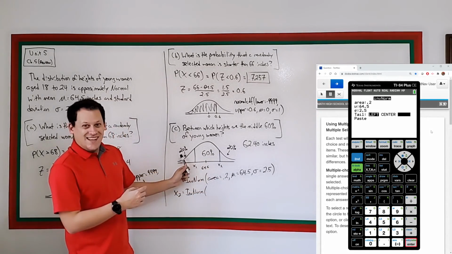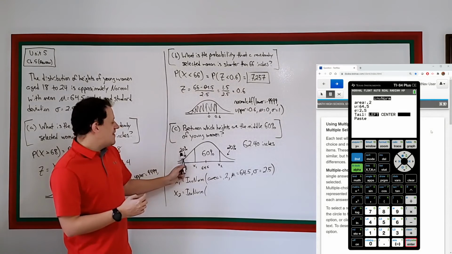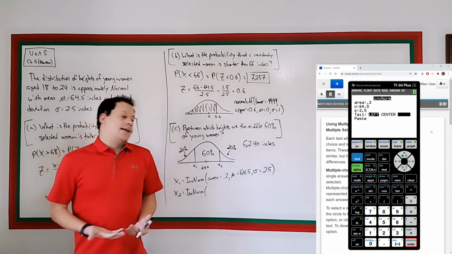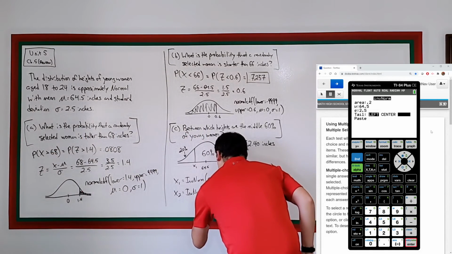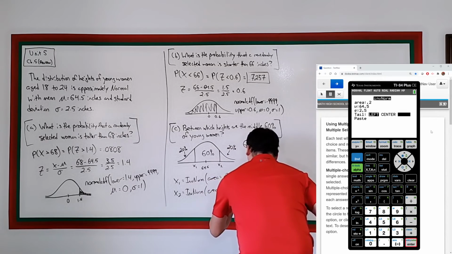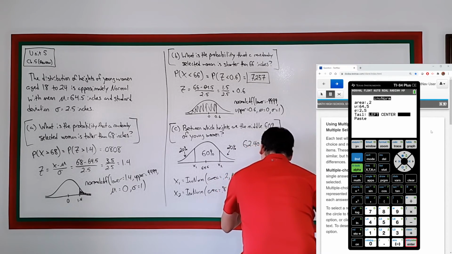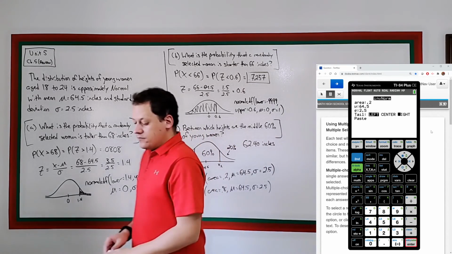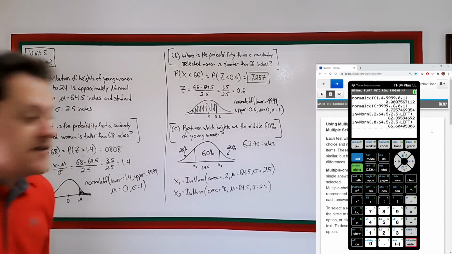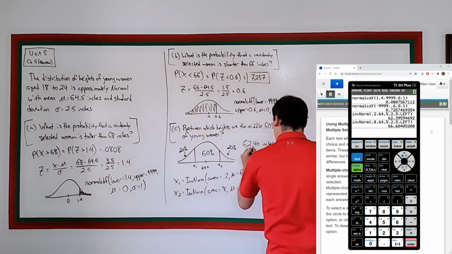Luckily, you've got that written here. You just take this area and add them together. That's going to be 80%, or 0.8. Okay, so I'm going to change the area to 0.8 here and keep the tail to the left. I get 66.60.